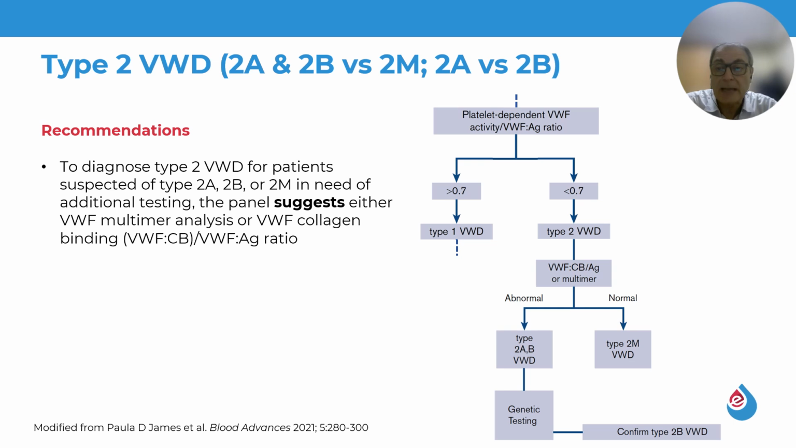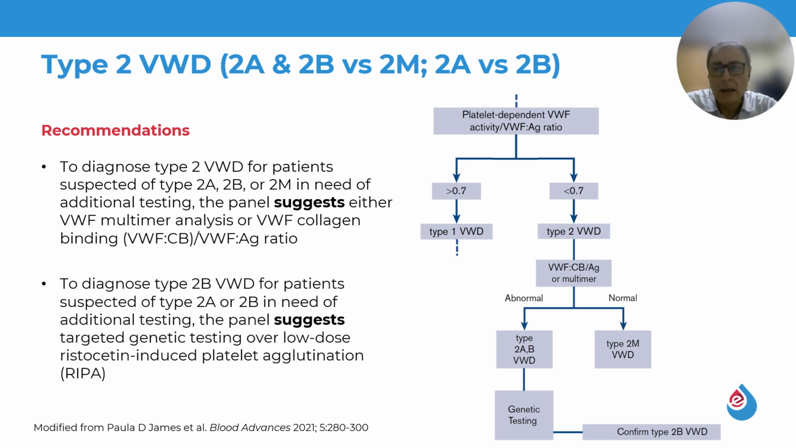To diagnose type 2 von Willebrand disease for patients suspected of type 2A, 2B, or 2M in need of additional testing, the panel suggests either von Willebrand factor multimer analysis or von Willebrand factor collagen binding antigen ratio. The panel remarks that most laboratories that do the collagen binding assay use type 1 or type 3 collagen, which is known to be a surrogate for the presence of von Willebrand factor high molecular weight multimers.